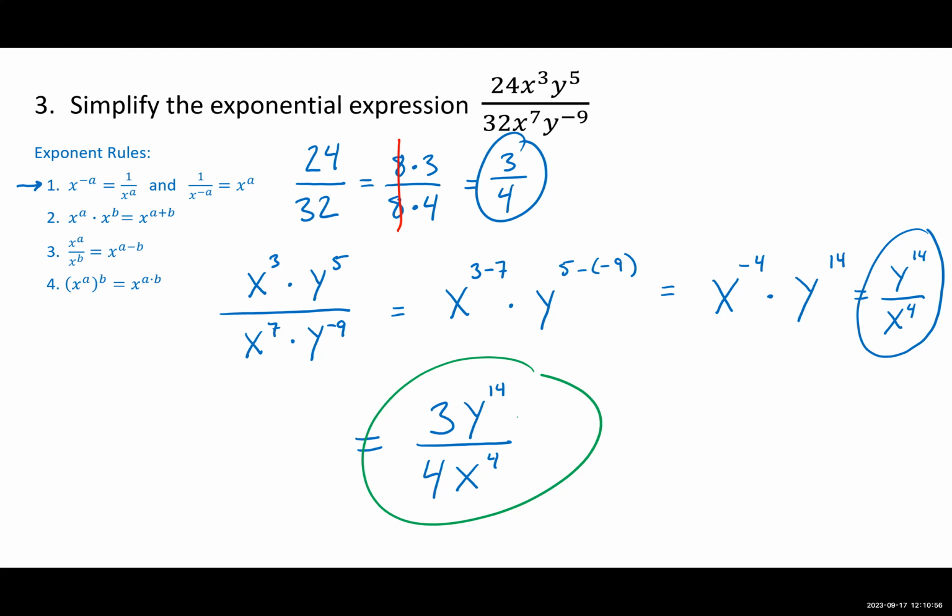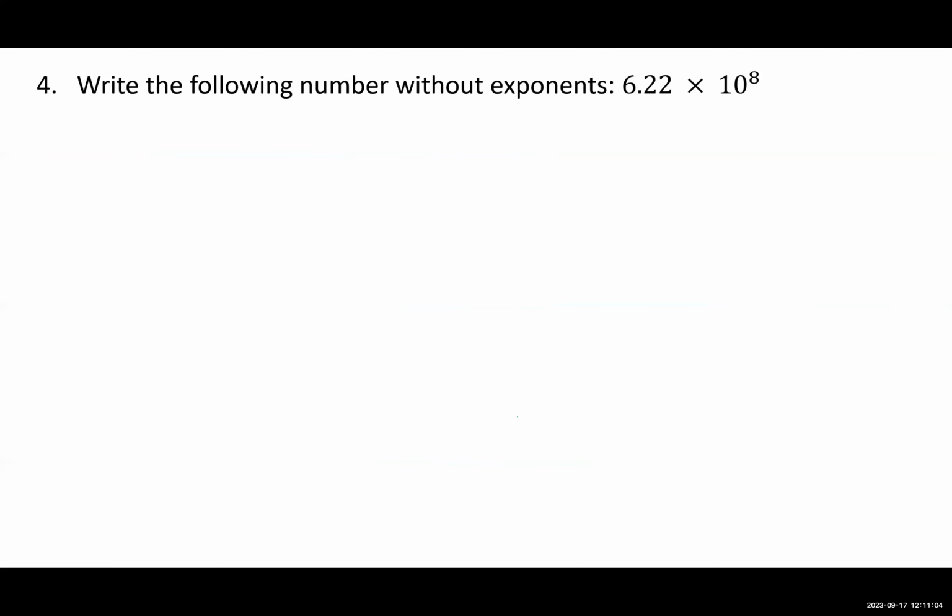Okay, so that does it for number three. The next couple of problems deal with a different topic, scientific notation. Scientific notation is a way to abbreviate. We generally use it for numbers that contain a whole lot of zeros, whether it's a really big number that ends in a bunch of zeros, or a really small number, 0.000000 something, so a lot of zeros. So this is called scientific notation.